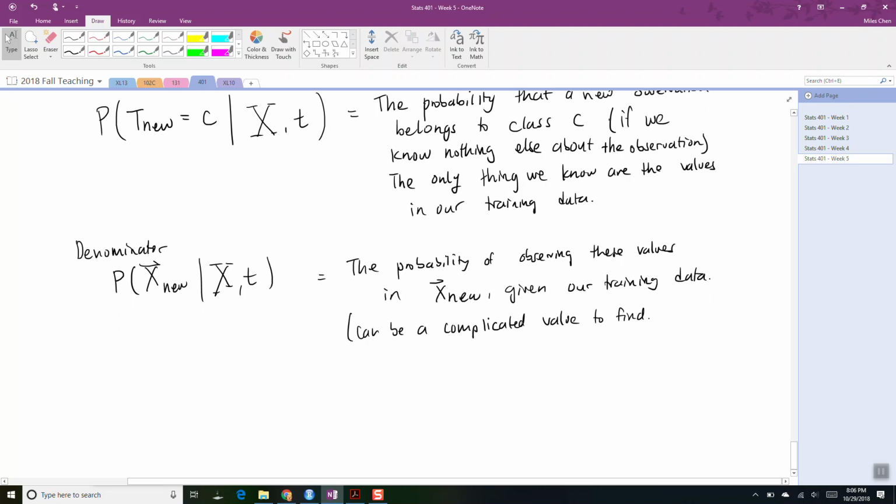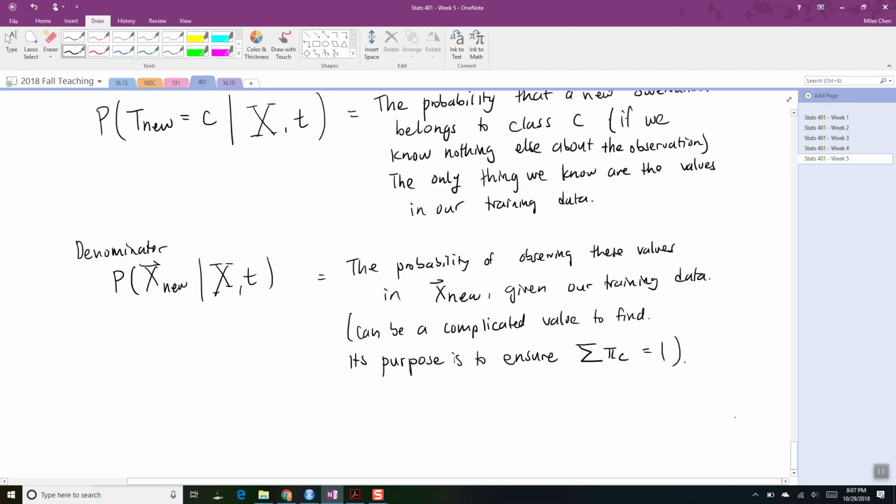And the reason why we have to include it is so that our resulting vector will add up to 1. Okay? If we only had the numerator, the resulting vector is not going to be guaranteed to add up to 1. By including this denominator, it's going to multiply it by something so that the resulting vector will add up to 1. Its purpose is to ensure that when you add up the resulting probabilities, you get 1.